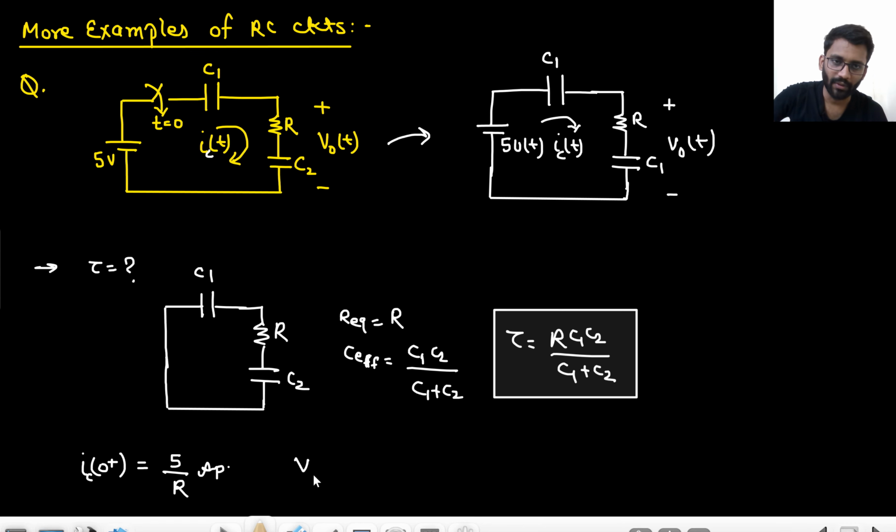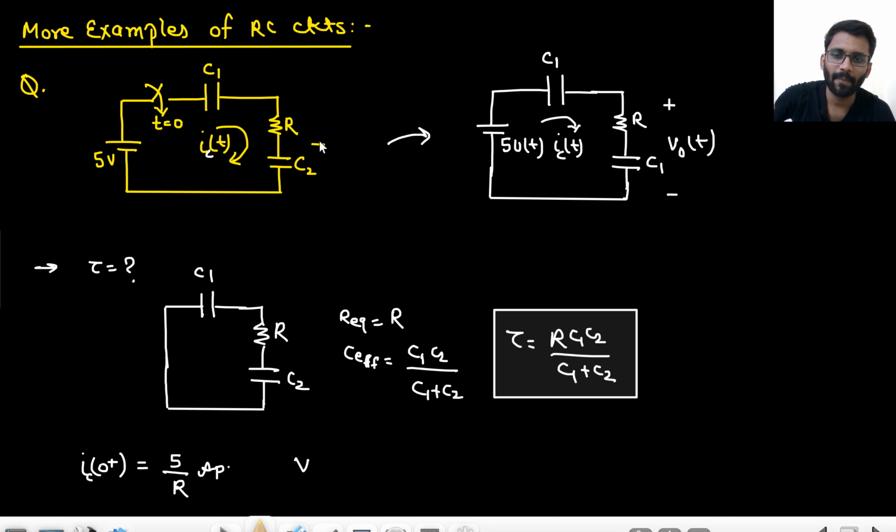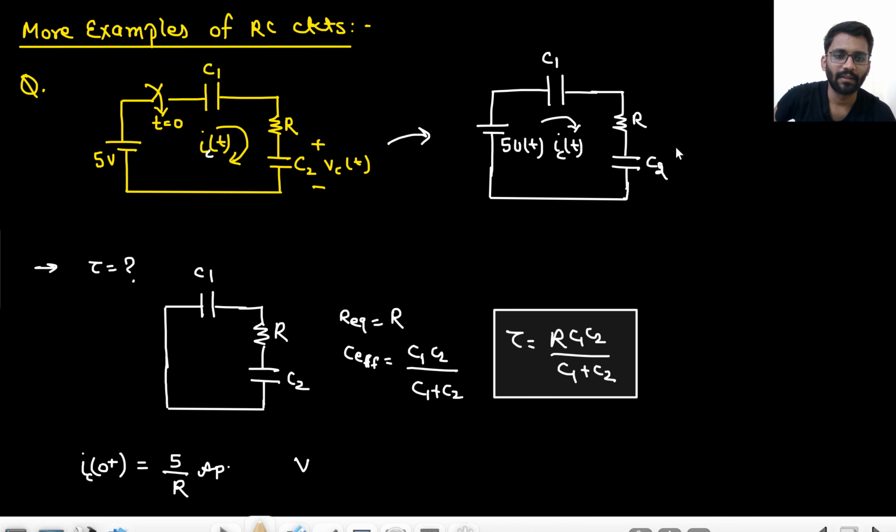What will be the value of V naught T? Instead of V naught, should we comment on VCT or V naught T? We should comment on VCT. Okay, let's comment on VCT only. Let's call this VCT. Instead of taking the complete output, you can comment on the complete output as well, but we are now commenting on VCT.